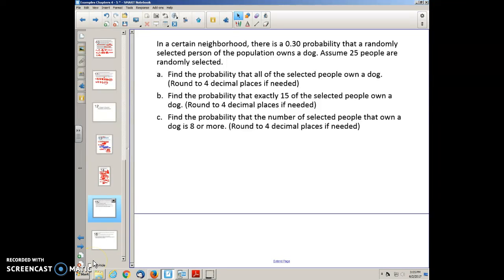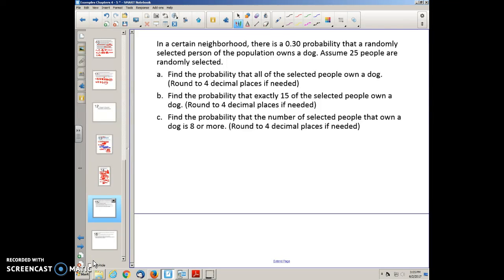In a certain neighborhood, there is a 0.30 probability that a randomly selected person of the population owns a dog. Assume 25 people are randomly selected. Find the probability that all of the selected people own a dog. So, this is another instance of a binomial probability distribution.